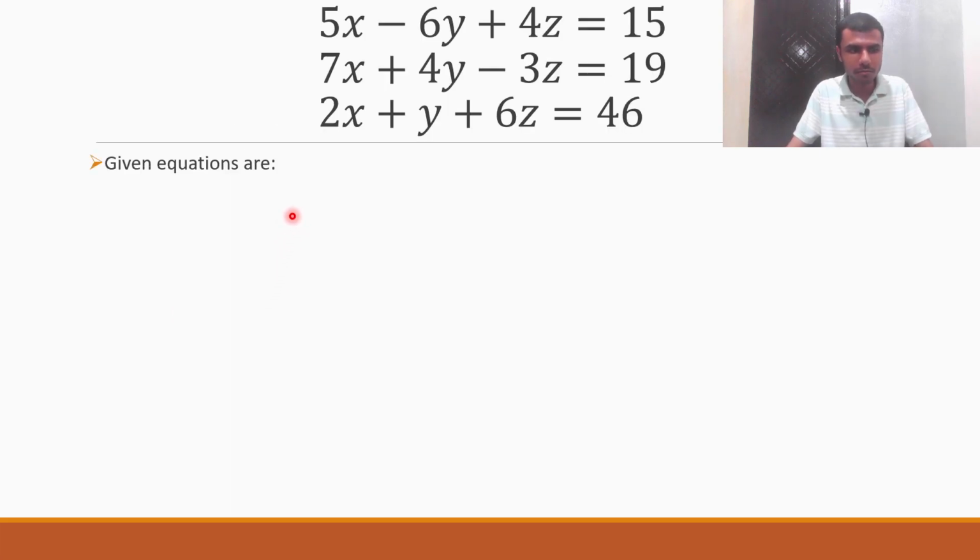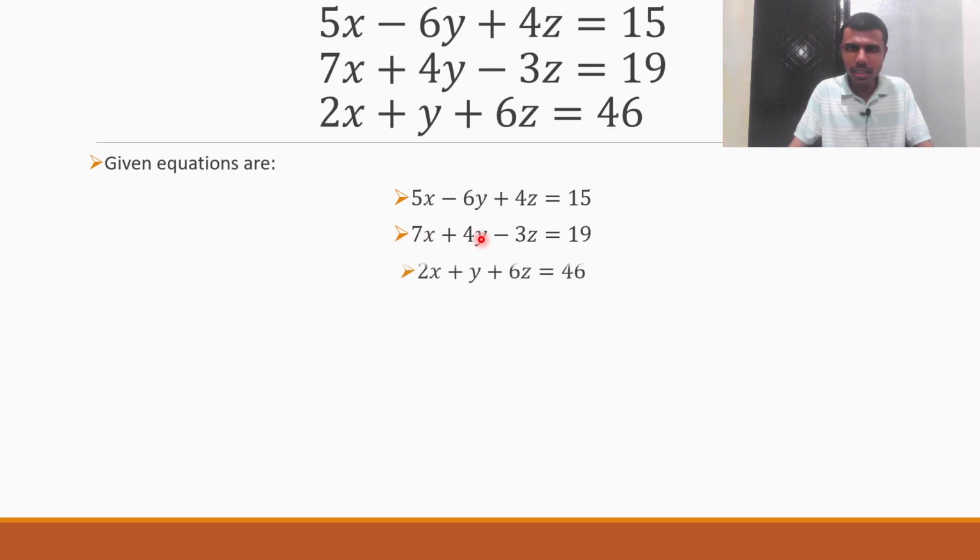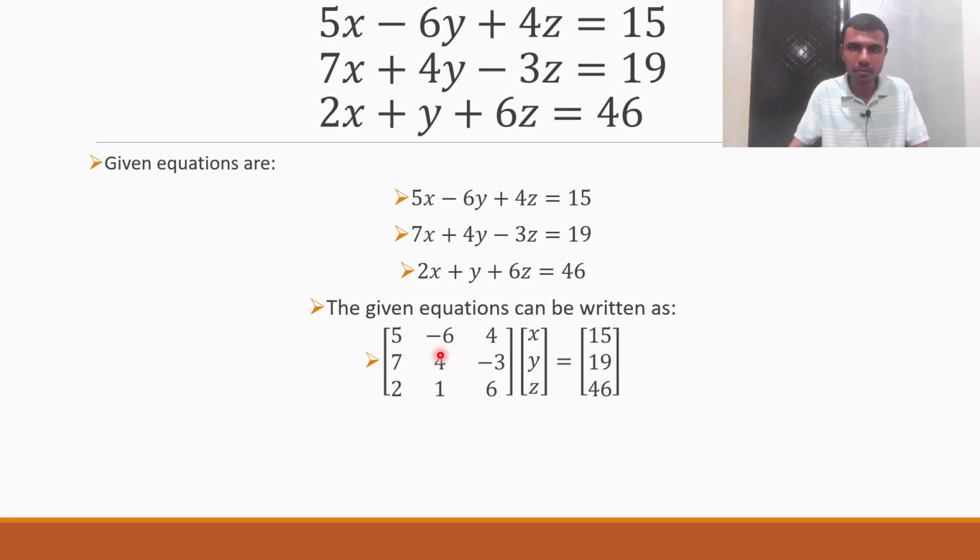First the basics. Given data, the given equations are 5x. In your exam, you should start your solution like this by saying these are the given equations. Okay, these are the three equations. Now the three equations can be written in matrix form like this: 5 minus 6 4 x y z coefficients, and 7 4 minus 3 and 2 1 6 into this x y z RHS is 15 19 46.